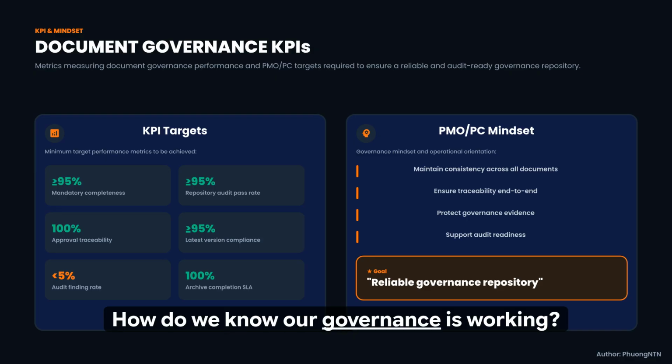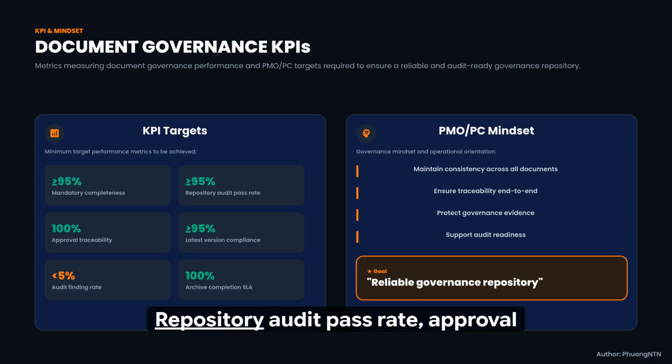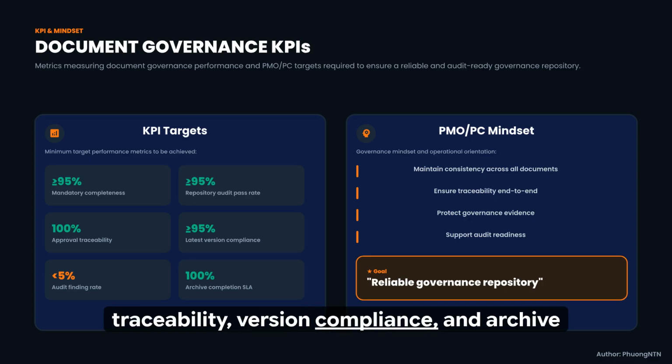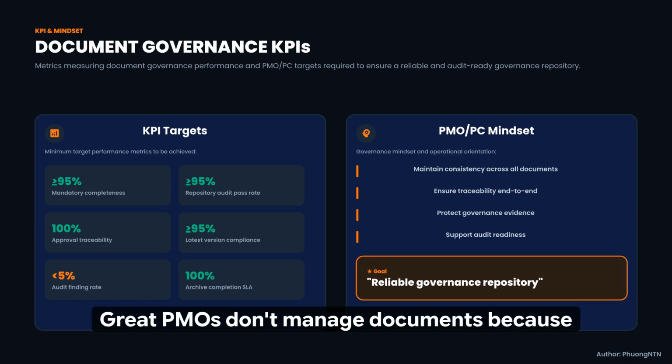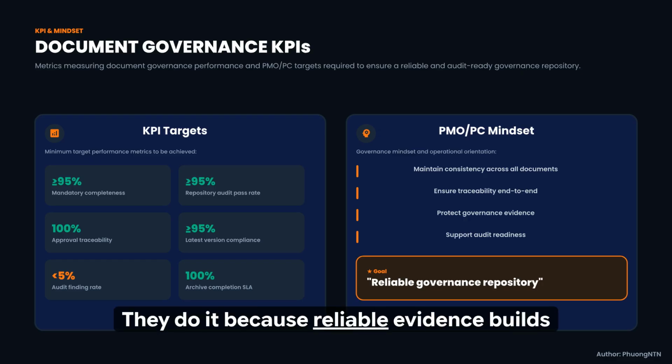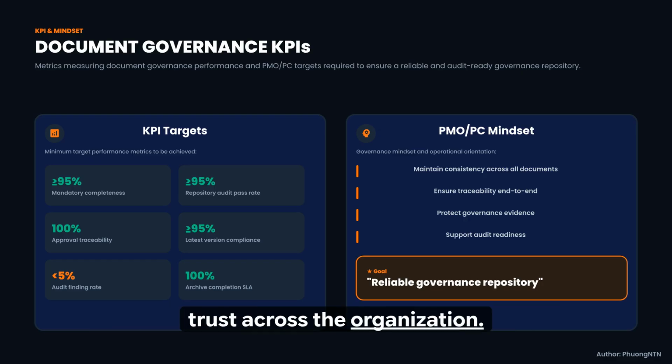How do we know our governance is working? We measure it. Repository audit pass rate, approval traceability, version compliance, and archive completion tell us whether the process is healthy. Great PMOs don't manage documents because they're told to. They do it because reliable evidence builds trust across the organization.